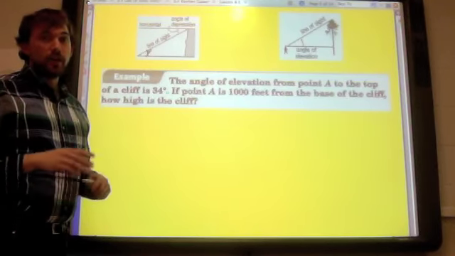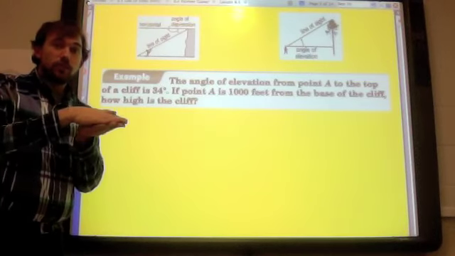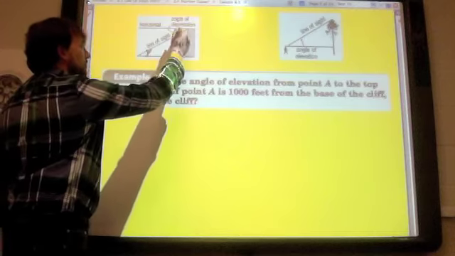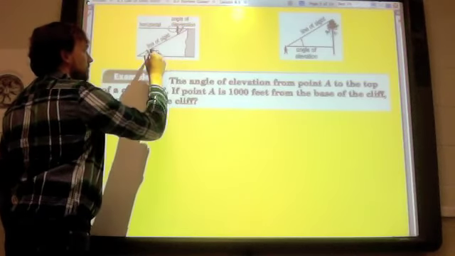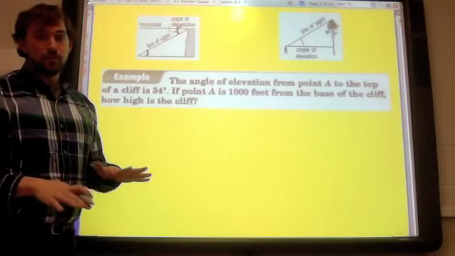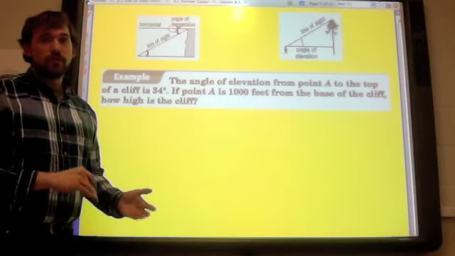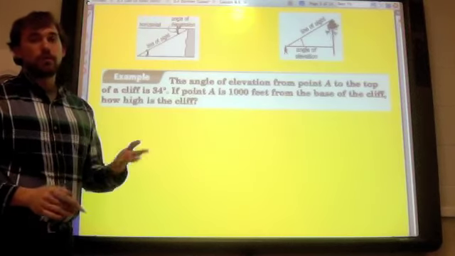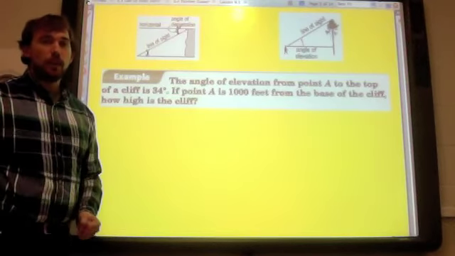And your angle of depression is when you're looking down. So your angle of depression is going to be up top, right there. Okay, so you have angle of elevation, you have angle of depression, and they're both the same measurement. You just have to notice, angle of elevation, I'm looking up, I'm at the bottom of something. Depression, you're looking down, you're at the top of something.